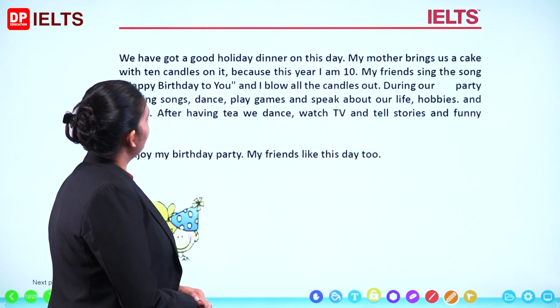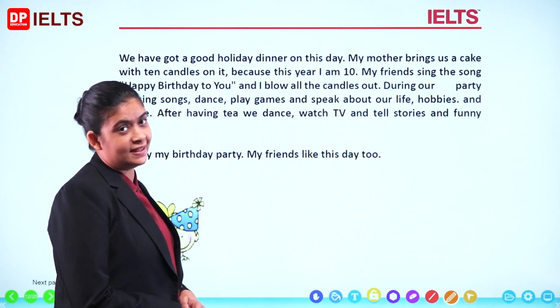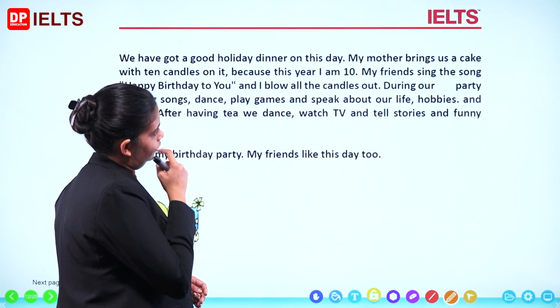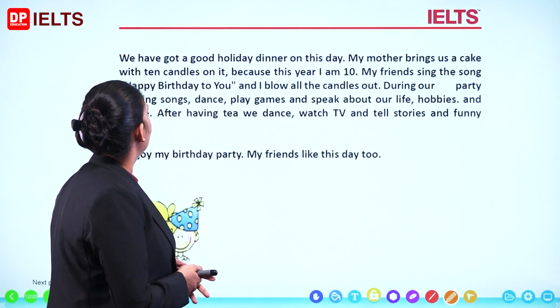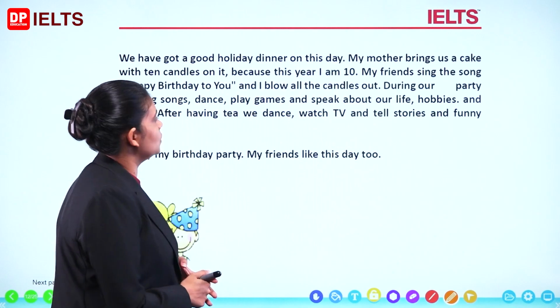We have got a good holiday dinner on this day. My mother brings us cake with 10 candles on it.